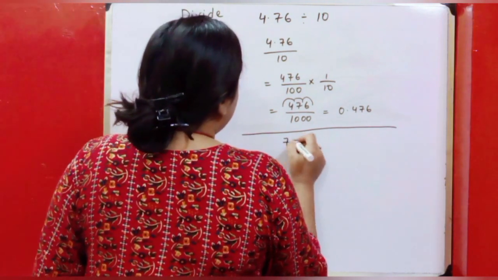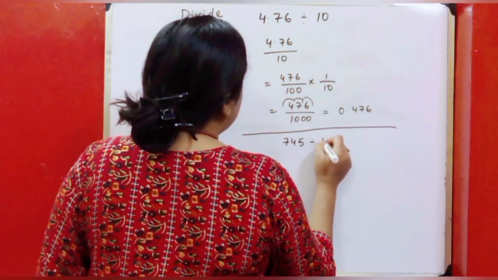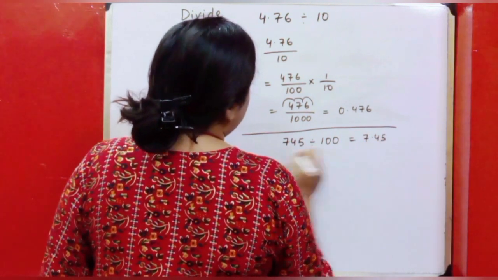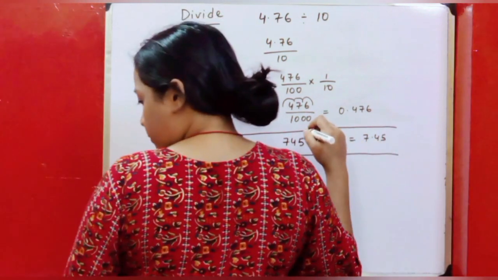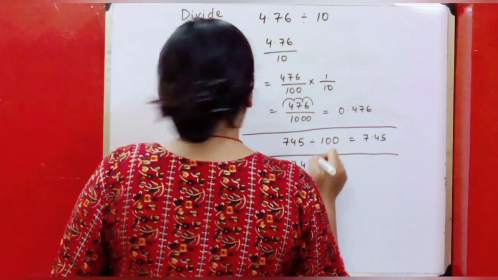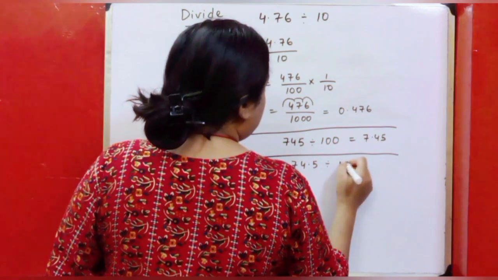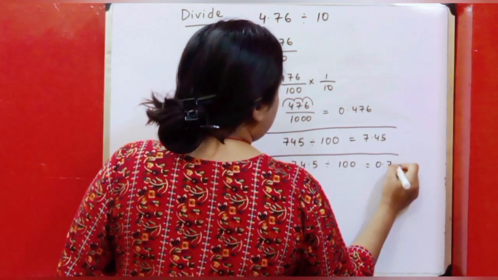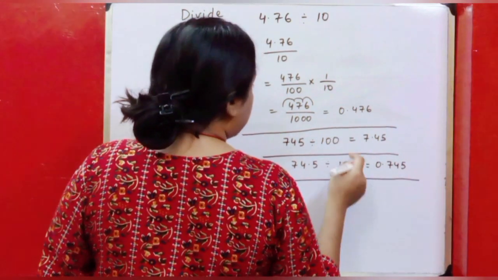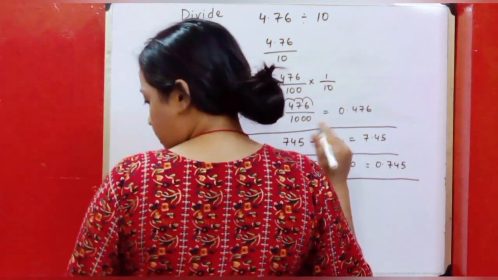Next, 745 divided by 100. I can do this orally. 7.45. Now 74.5 divided by 100, 0.745. If you can't do this, let me know in the comment section below.